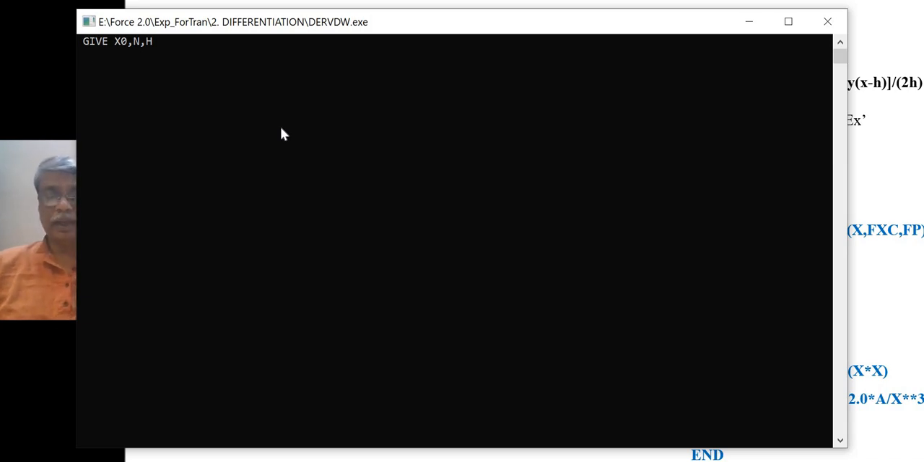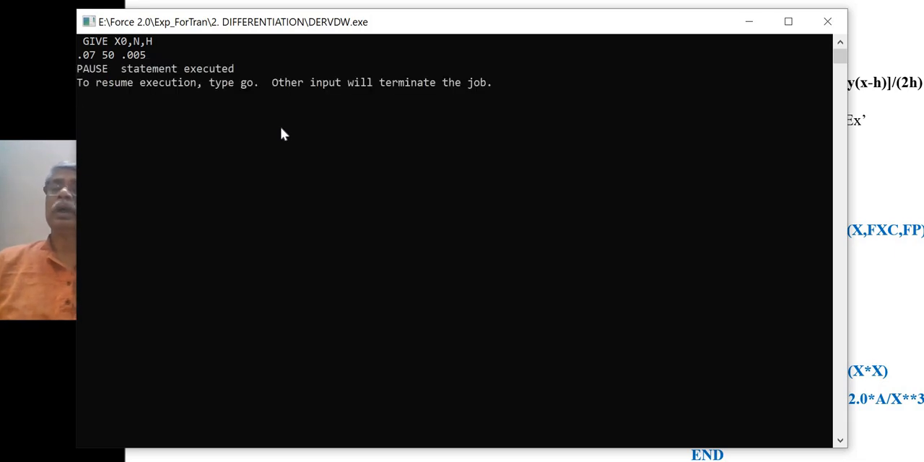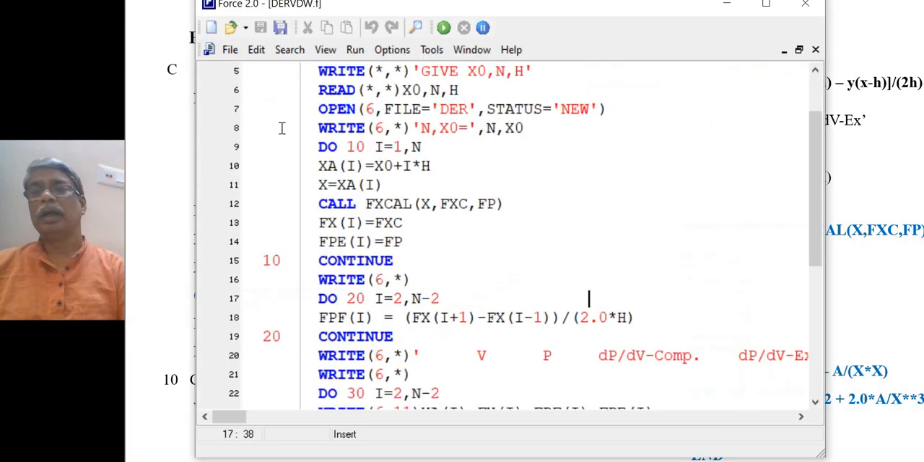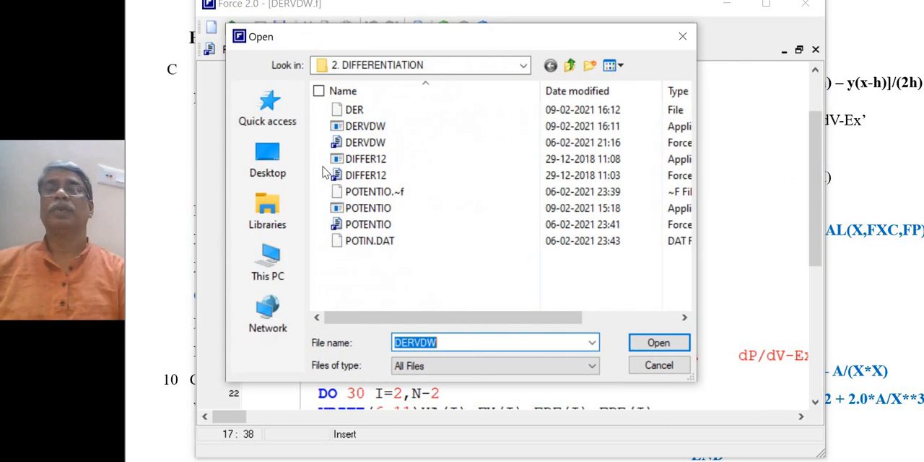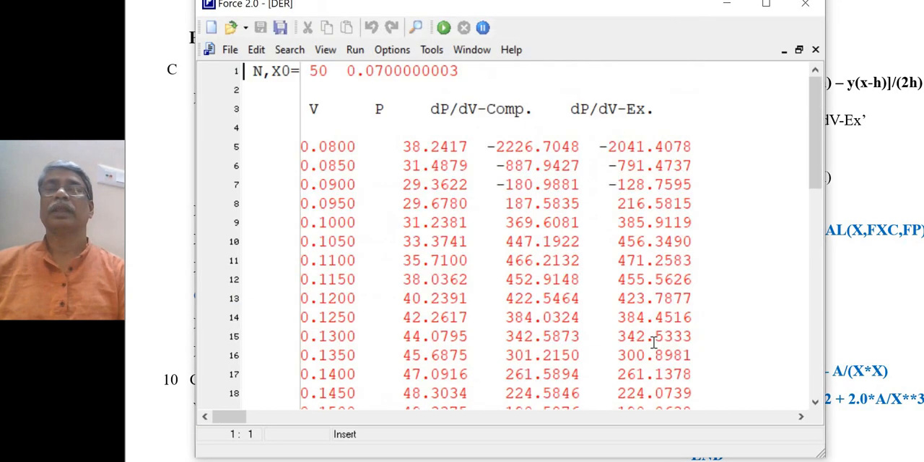So let me give you 0.07, and then 50 points. Let me try only 50 points, and 0.005 as the interval, as I showed. Well, the program is executed, but it is not showing anything on the screen because I have to open an output file. So you have to open the file der, and then you will see the results.